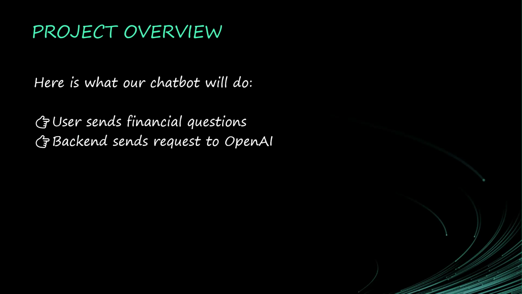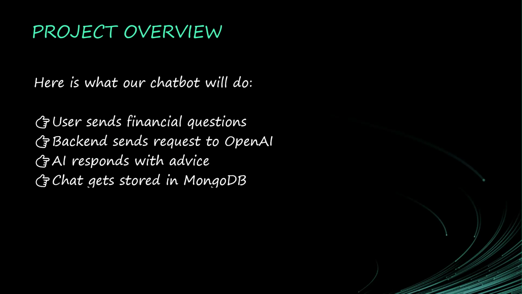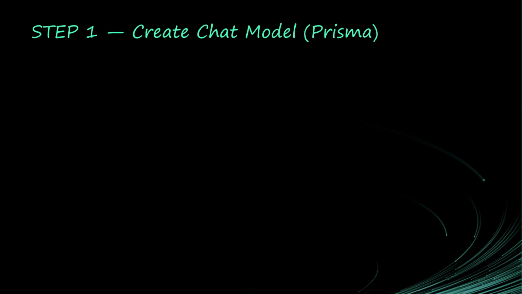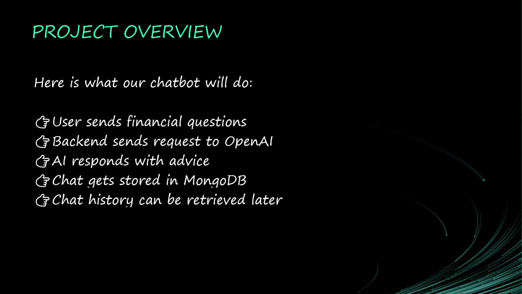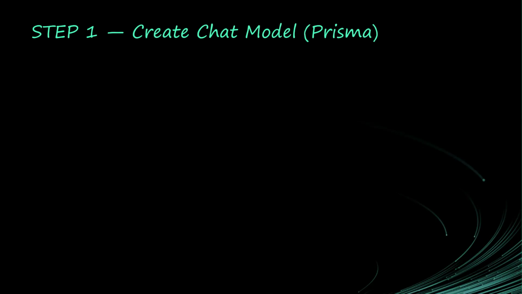Then our back end will receive the request, then send the request to OpenAI. Then OpenAI will respond with the advice. Then the chat will get stored in MongoDB. Then the chat history can also be retrieved later if you want it. That is how it works. So now let's show you.